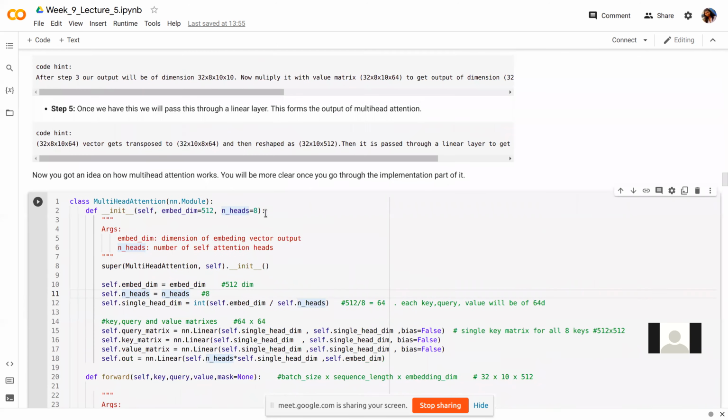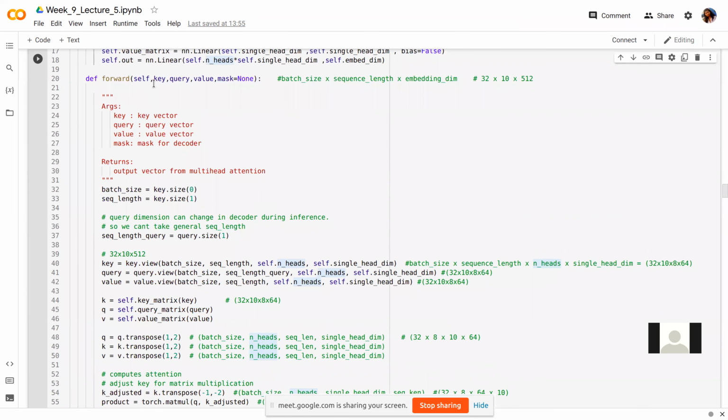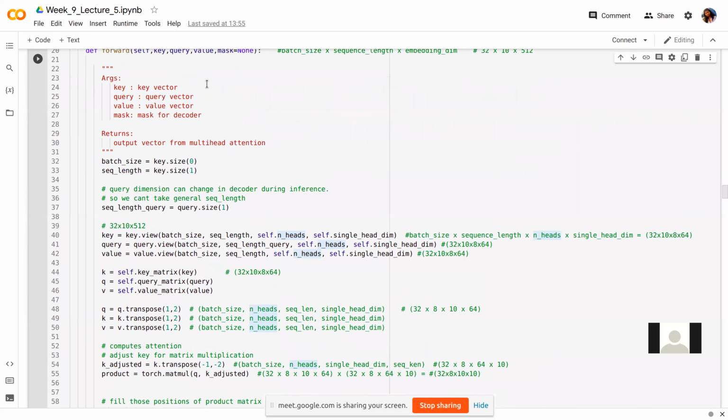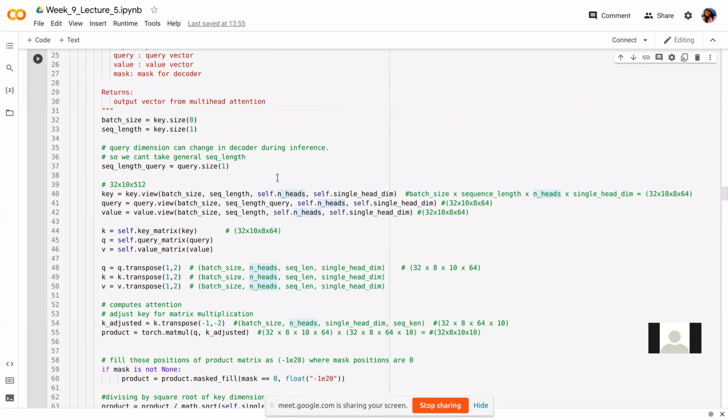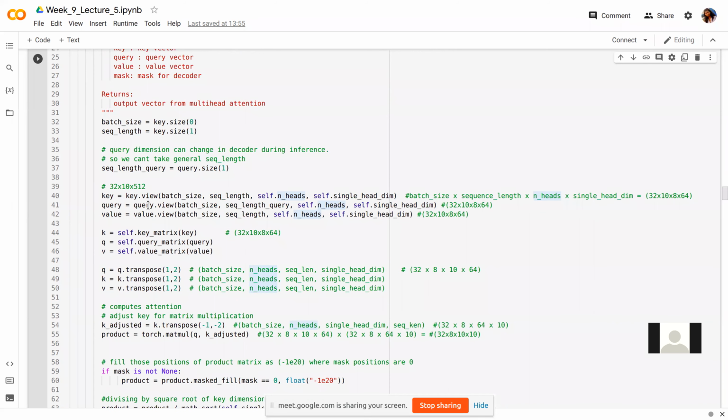So for multi-head attention, whatever the input is given, which will be having this key, query, values here, computing the key, which is key dot view. So this is just to reshape it. Okay, so this is important, like how the processing is being done here.